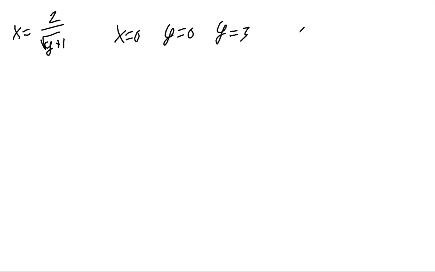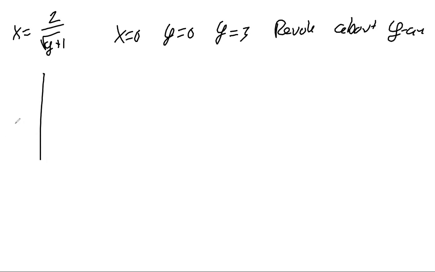So a couple more examples that we're going to do. We're going to revolve a function around the y-axis. So if we have x equals 2 over the square root of y plus 1, x equals 0, y equals 0, and y equals 3, and we're going to revolve about the y-axis.